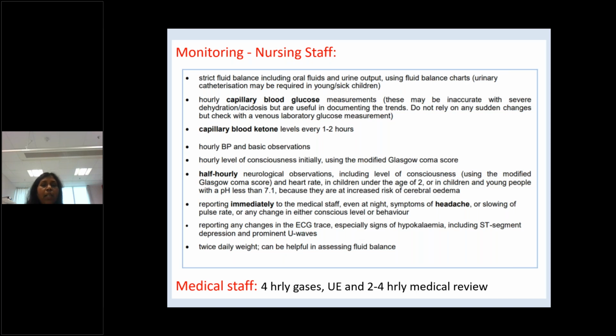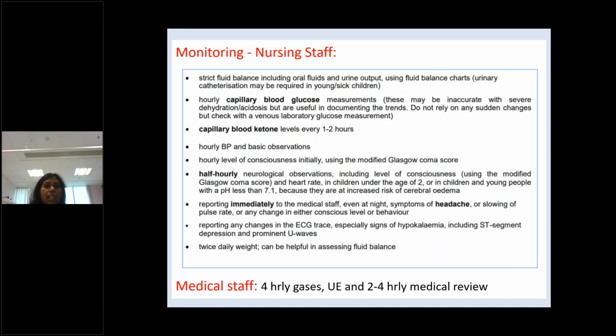And if we think they are in severe DKA, or if they are more prone to developing cerebral edema, like children less than 2, then we have to do the neurological observations every half hour. And we all know that if there are symptoms of headache, or an altered consciousness, or Cushing sign, then we have to alert the medical staff immediately, but this is for the nurses.